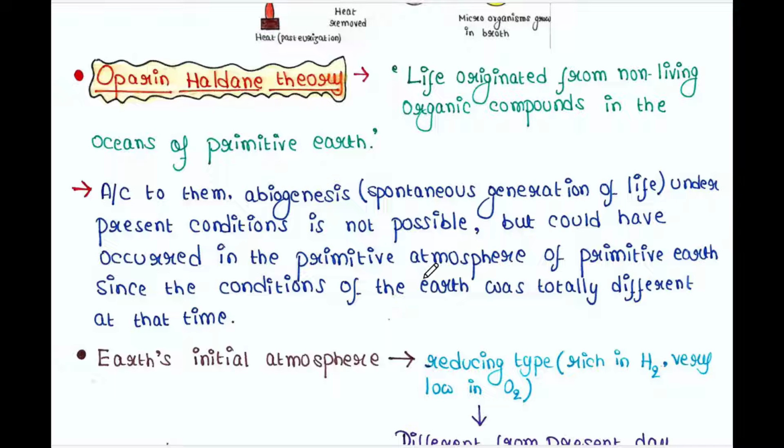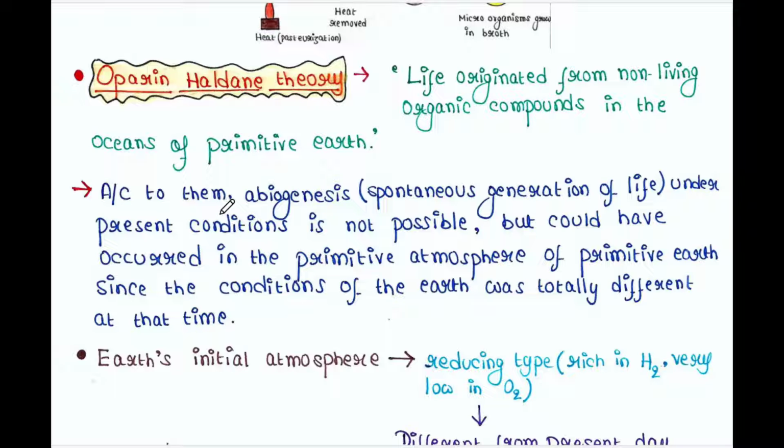Let's start today's lecture. So we are talking about theories of evolution of life. In our last two lectures, we have already talked about its first and second part, and today is the time for third. The link of first and second part is in the description box. Today we will talk about Oparin Haldane theory. Oparin and Haldane stated that life originated from non-living organic compounds in the oceans of primitive earth.